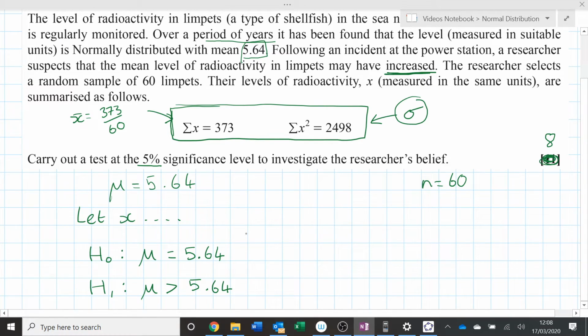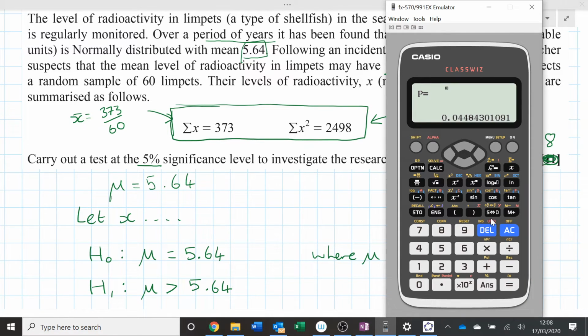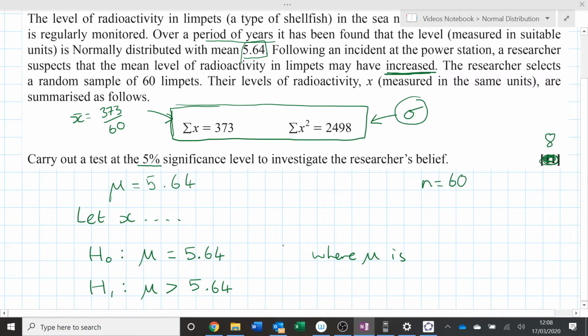So what we're going to be testing is, if we have 373 divided by 60, is that evidence that it has now increased? We would have to pay attention to where mu is. Let's do some quick calculations to see if we can get somewhere on this question. I'm going to do 373 divided by 60. That's going to be my x bar, which is 6.217.